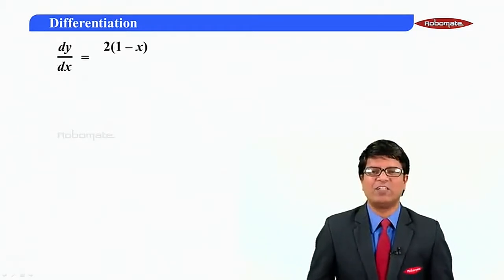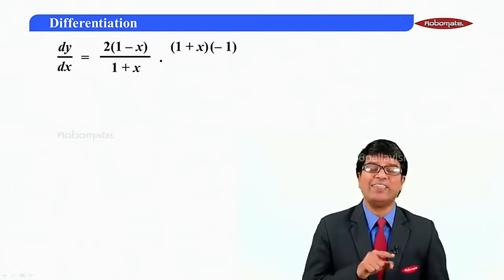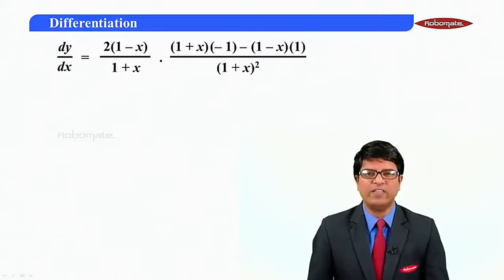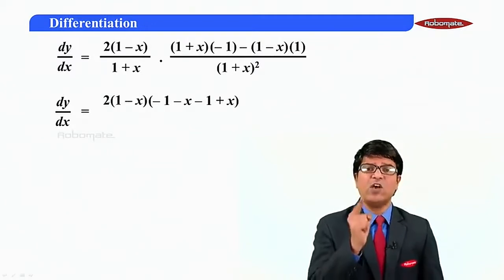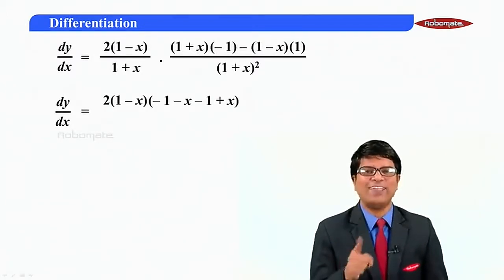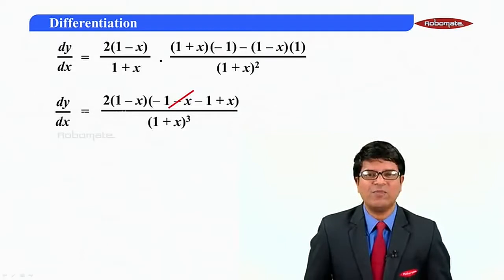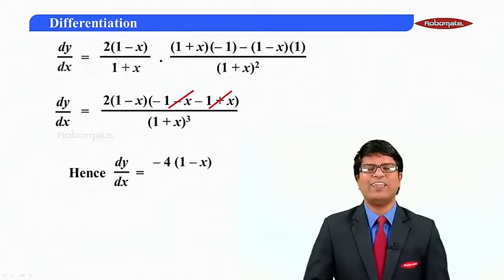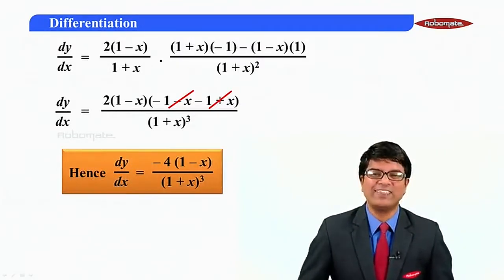So dy by dx is nothing but 2, 1 minus x upon 1 plus x, 1 plus x into minus 1, minus 1 minus x into 1, upon 1 plus x the whole square. If I multiply it, dy by dx, 2 into 1 minus x upon 1 plus x, minus 1 minus x, minus 1 plus x, upon 1 plus x the whole cube. Plus x minus x gets cancelled out. Minus 1 minus 1 will be minus 2. 2 into minus 2 will be minus 4. So dy by dx is minus 4, 1 minus x upon 1 plus x the whole cube.